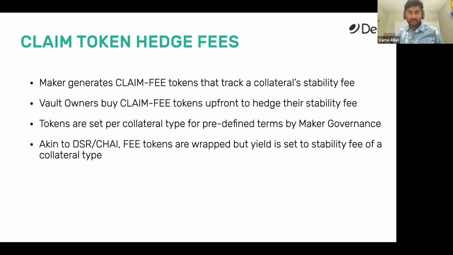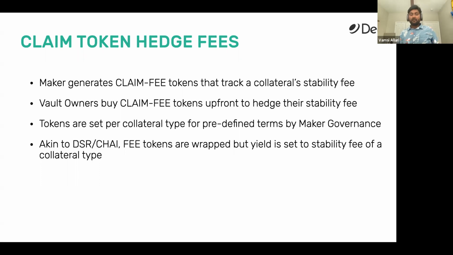Let's focus quickly on claim fee tokens and what they are. This is, I'd say, the final output of the integration. The way this would work is Maker governance generates these tokens, clicks issuance, creates these tokens, and finds a way to sell them by some mechanism, let's say an auction. Vault owners on the market will have the opportunity to buy these tokens. And the token type would be based on the collateral types. So there's a claim fee token for ETH, a claim fee token for Bitcoin, etc.